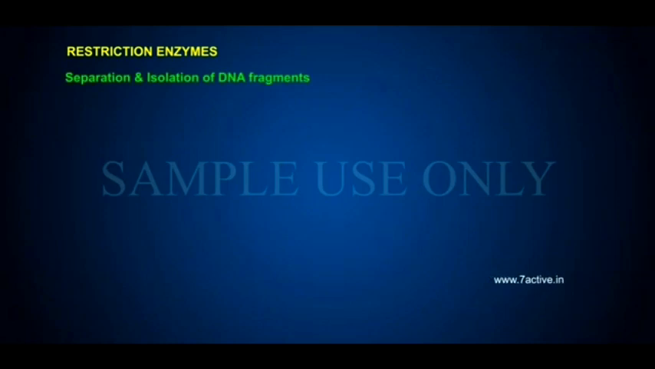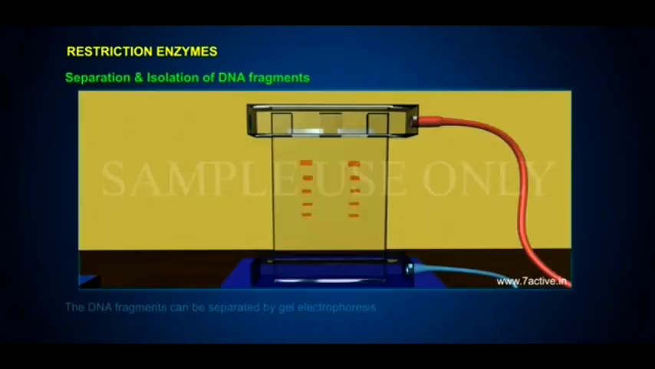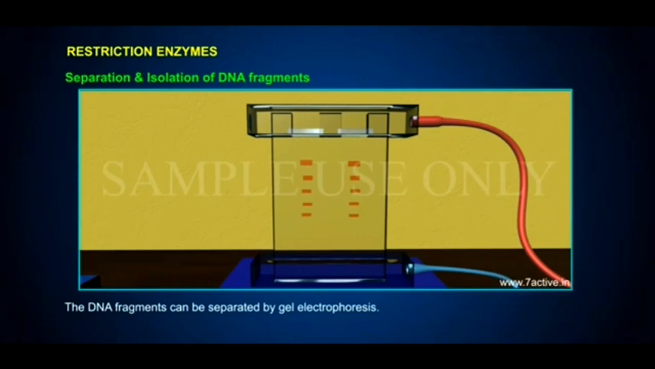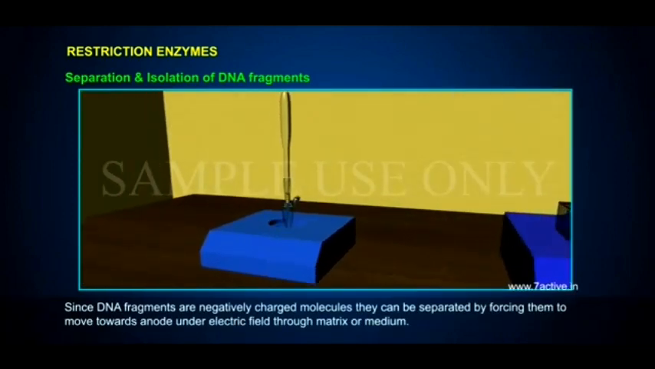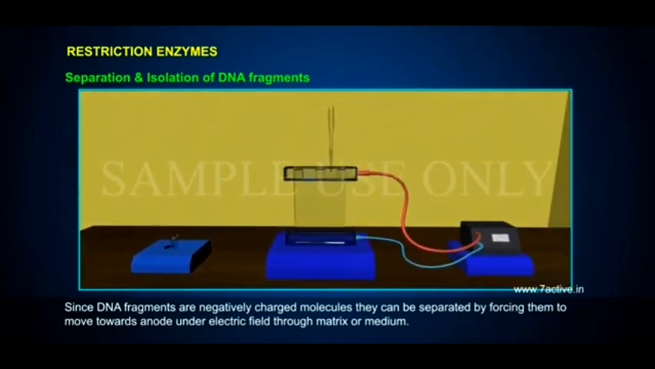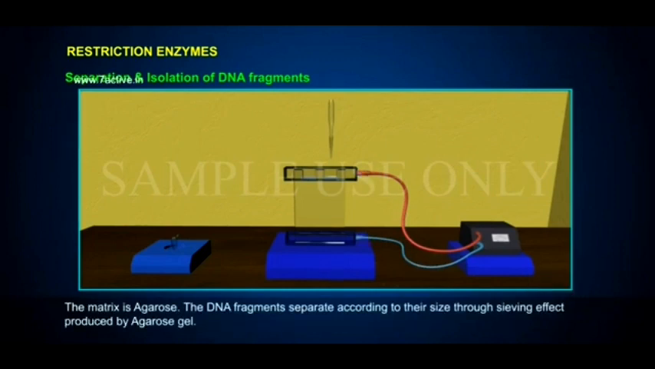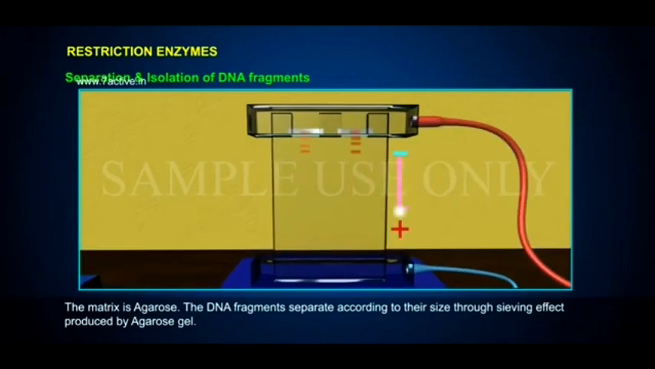Separation and isolation of DNA fragments. The DNA fragments can be separated by gel electrophoresis. Since DNA fragments are negatively charged molecules, they can be separated by forcing them to move towards an anode under an electric field through a matrix or medium. The matrix is agarose. The DNA fragments separate according to their size through the sieving effect produced by the agarose gel.